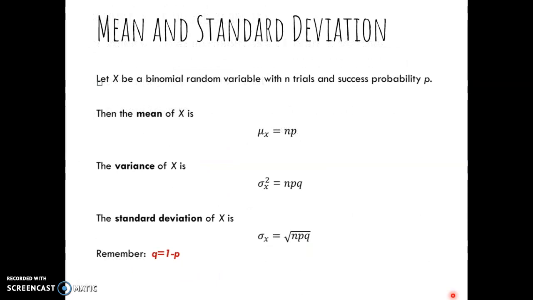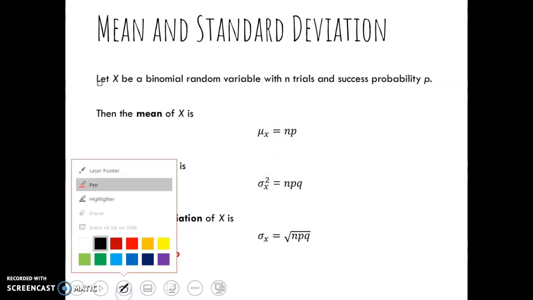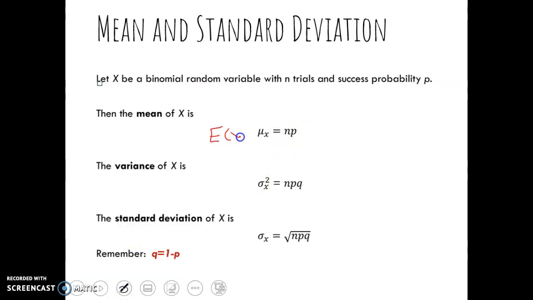Okay, so here we're going to talk about mean and standard deviation. If X is the binomial random variable with n trials and a success probability of p, the mean of the random variable is, using this notation, mu subscript X equals n times p. Now this is also the same thing as expected value. So if they ask us to find the expected value for a binomial random variable, then you can find the mean of the random variable and use this formula, n times p.